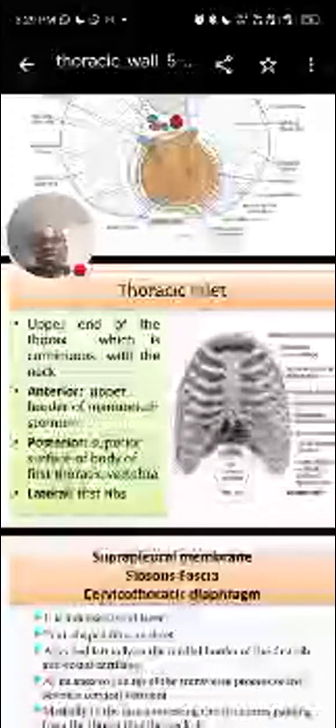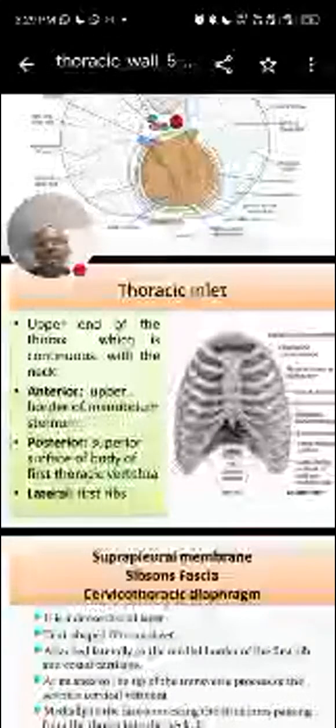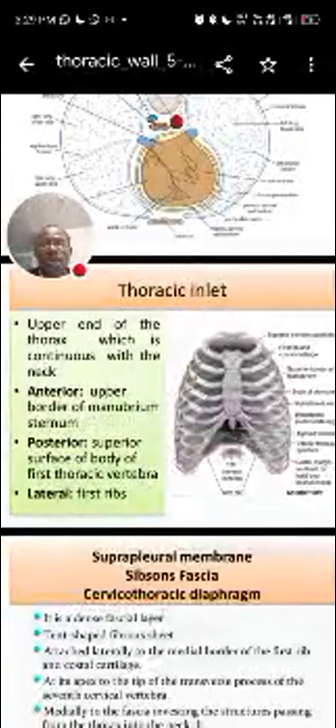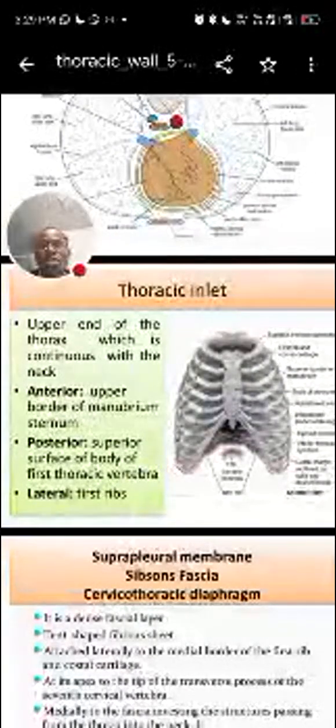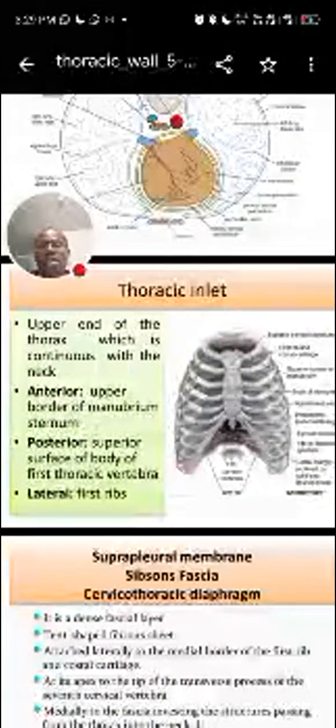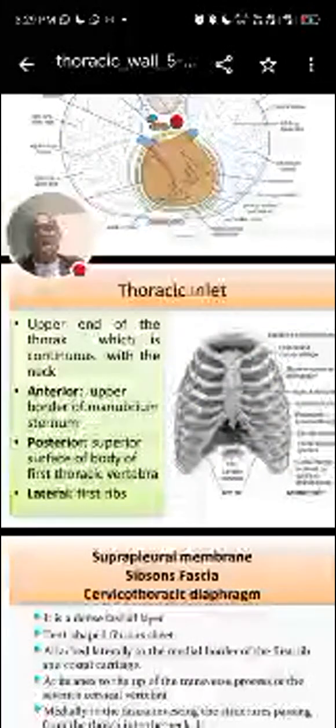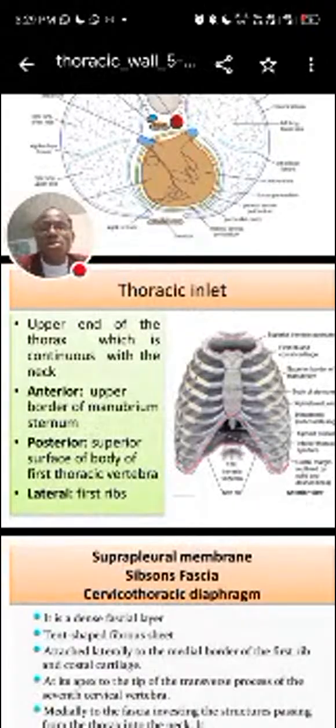So meaning at the back, you have the upper end of the thorax, which is continuous with the neck. So the upper end continues as the neck, just like maybe the iliac artery will continue as the femoral artery, things like that. Okay, so we move on.